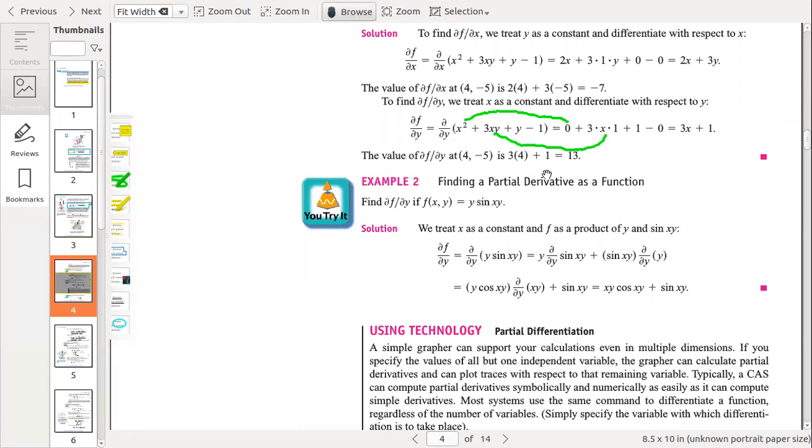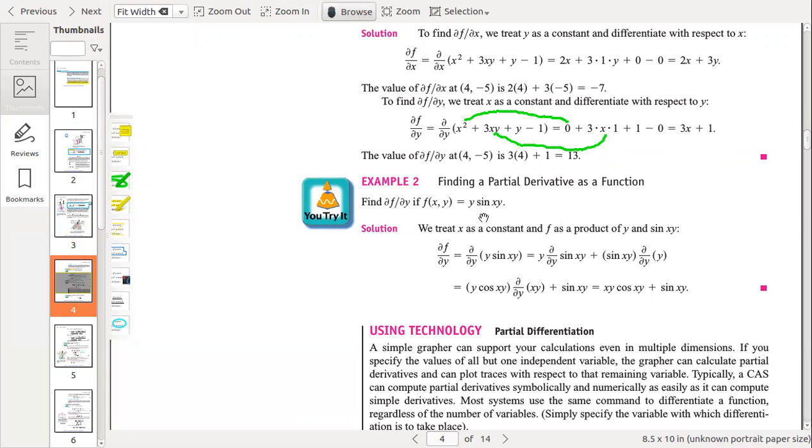What is the point? The point is (4, minus 5). So x will take 4 and y will take minus 5. So 3 into 4 is 12, plus 1 is 13. 13 is the value of the partial derivative at this point (4, minus 5).